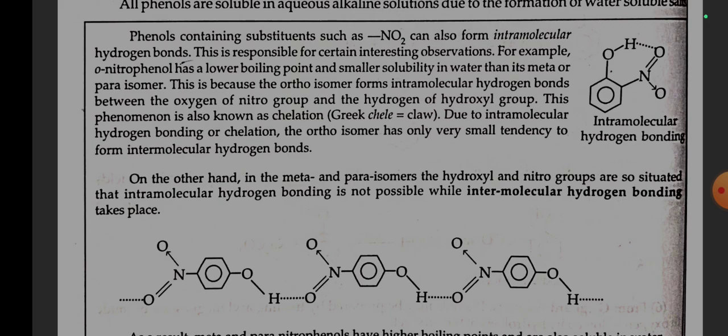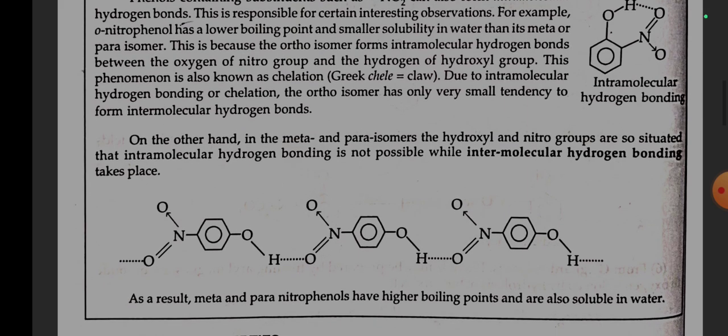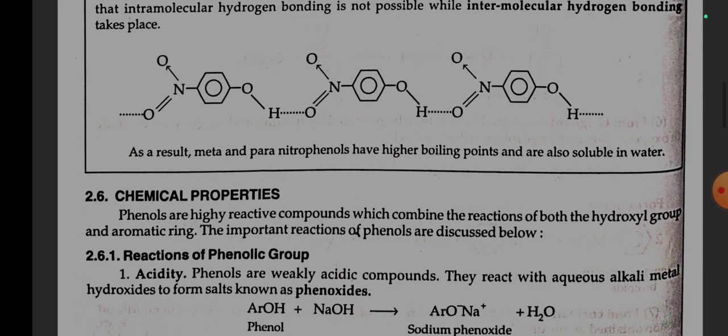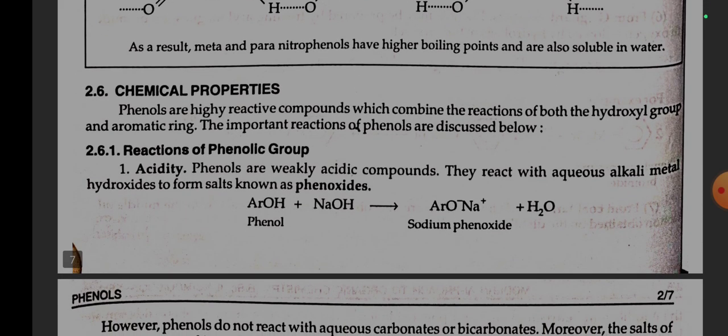Due to the intramolecular hydrogen bonding or chelation, the ortho isomer has only a very small tendency to form intermolecular hydrogen bonds. On the other hand, in the meta and para isomers, the hydroxyl and nitro groups are situated such that intramolecular hydrogen bonding is not possible, while intermolecular hydrogen bonding takes place. As a result, meta and para nitrophenols have higher boiling points and are also more soluble in water.